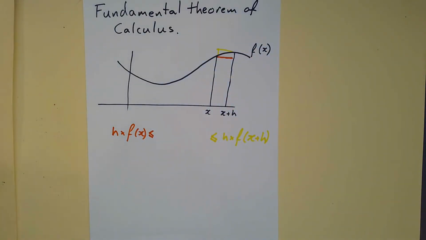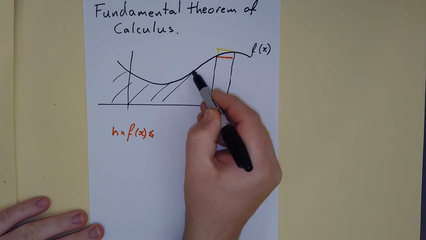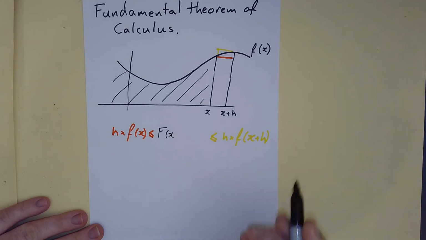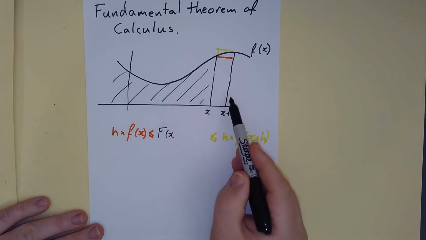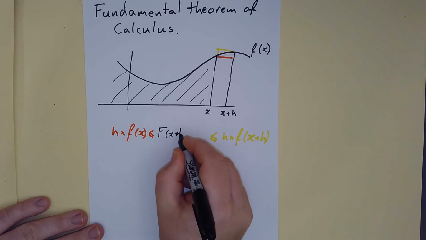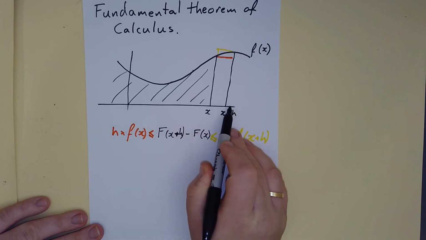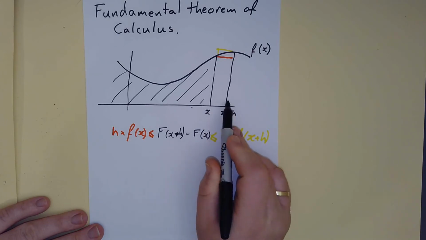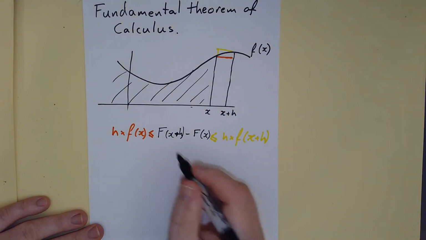So let's say I had a function that would give me the area all the way up to any value, and we'll call that a capital F of x. And if I had this function capital F of x that gave me the area all the way up to a point, to get this little bit in between, I'd want to look at the difference between those. I'd want to say the area up to x plus h, and then minus off the area up to x.